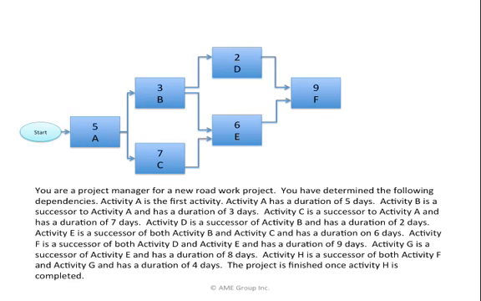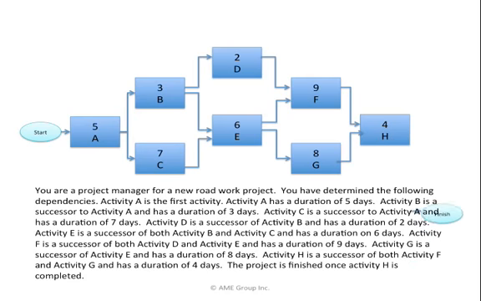F is a successor to D and E with a duration of 9 days. G is a successor to E with a duration of 8 days. H is a successor to both F and G with a duration of 4 days. The project is finished once activity H is completed. I now have my network diagram.